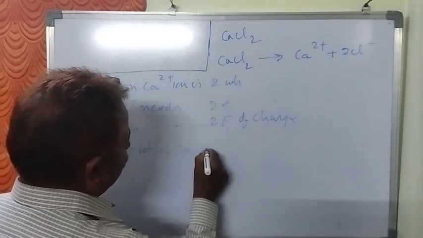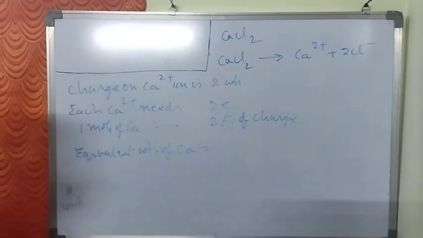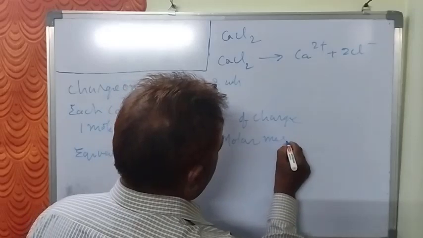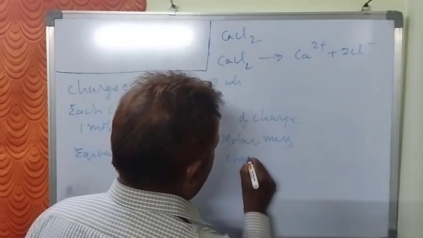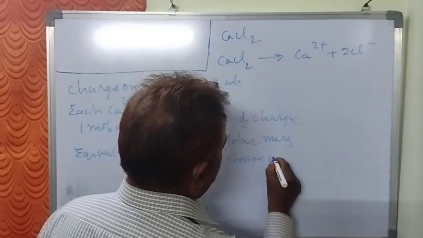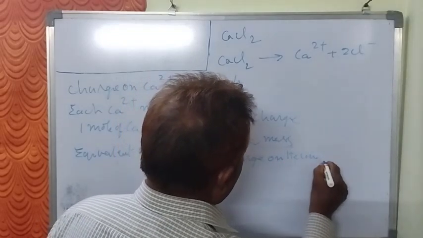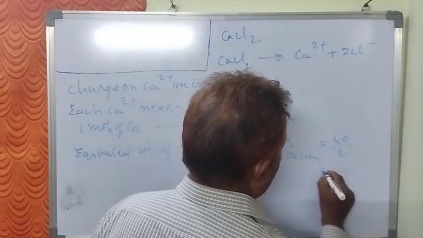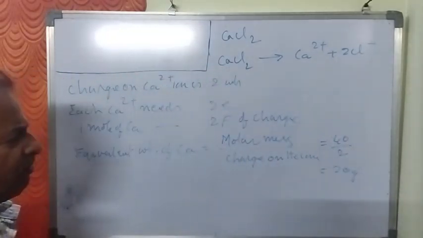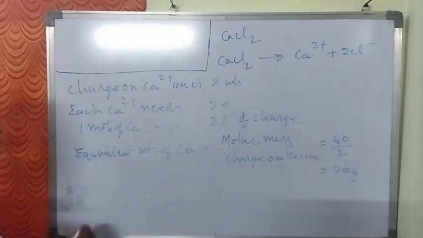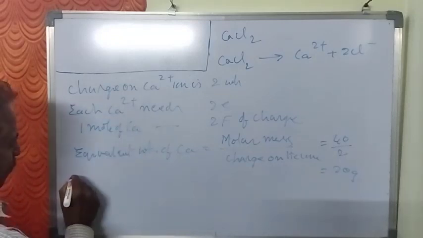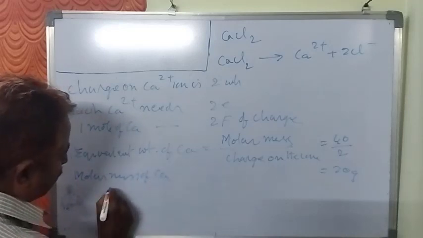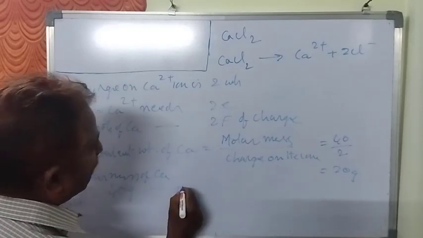Now, the equivalent weight of calcium: what is the formula for equivalent weight? Molar mass by charge on the ion. What is the molar mass of calcium? 40. Charge on ion is 2, so 40 by 2 equals 20. So the equivalent weight of calcium is 20. Now, the molar mass of calcium is 40. 40 grams need how many?